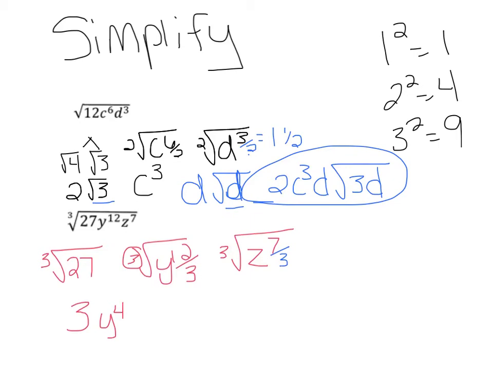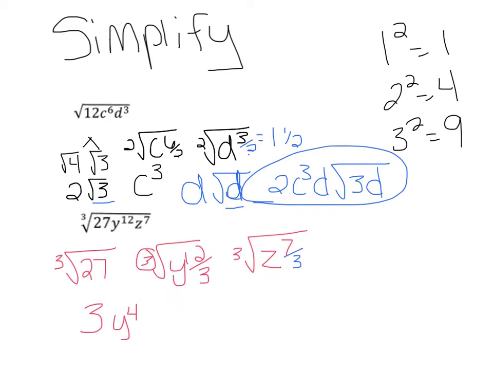So we have at least z squared. And if it goes in twice, that would be 6. So 7 minus 6 would leave us with 1 z left. So we'd have the cube root of z left. So our answer would be 3 y to the 4th z squared times the cube root of z. That would be our final answer.